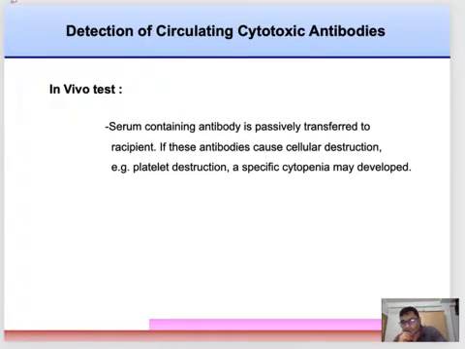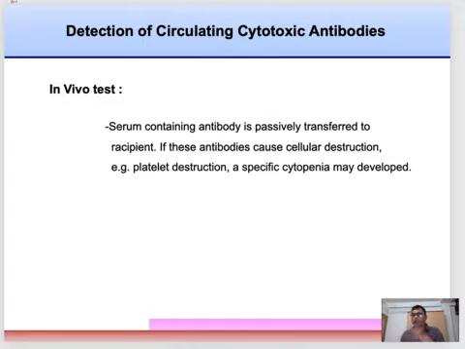Basically, this kind of test is necessary before we do any treatment or blood transfusion. Because if the cytotoxic antibodies are present in the recipient's body and we do a transfusion, it will cause a cytolytic reaction and eventually the destruction of the blood cells. So we can detect circulating cytotoxic antibodies by two types of tests. One is the in vivo test, another is the in vitro test.